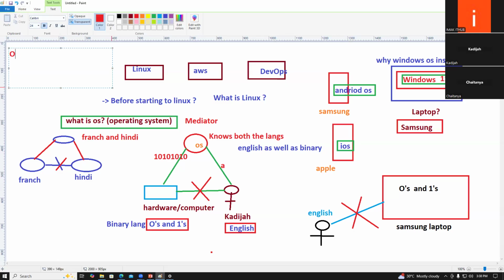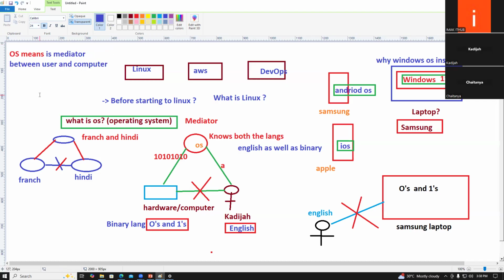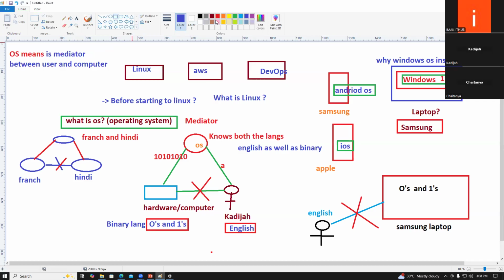OS means, tell me. Operating system. No, no, I'm not asking about the abbreviation, I'm asking the meaning. The mediator. Mediator between user and a computer. Yes, very good. Now you understood? So what is OS? It's a mediator between user and a computer.